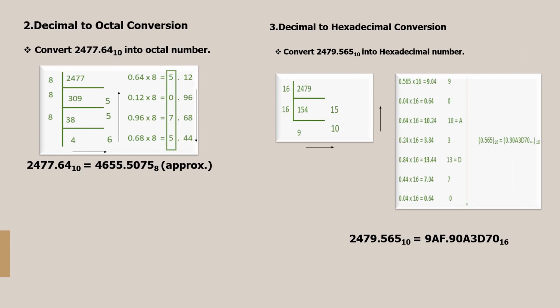The next one is decimal to octal. Similarly, octal is base 8. Therefore, we have to divide the whole number by 8, and for the decimal part we have to multiply by 8 and write down the answer. Then the next one is decimal to hexadecimal. Hexadecimal means 16. Therefore, divide the whole number by 16 and multiply the decimal part by 16 and write down the answer.